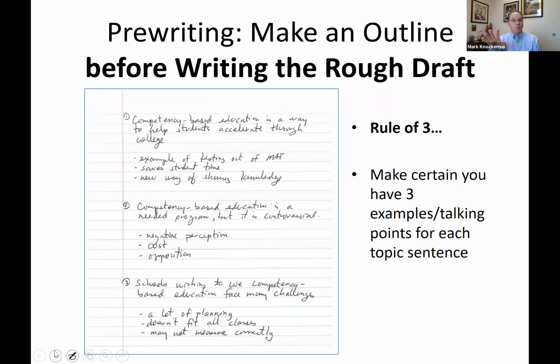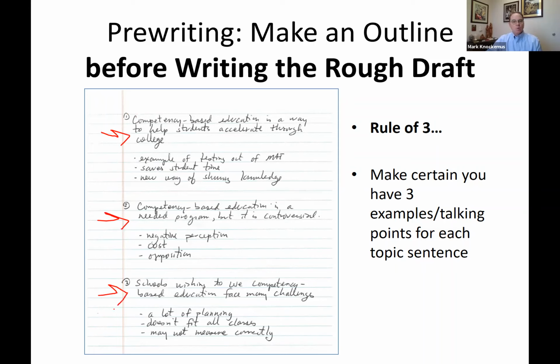Next, before you begin writing, before you do your rough draft, do an outline. Way too many people skip this step. Outlines are a shopping list. It's also a good way to check and make sure that your paragraphs are going to work. So what do I have first? I first have my topic sentences from the previous page.